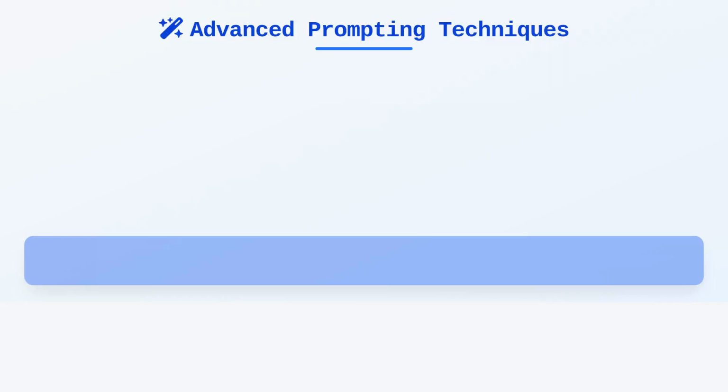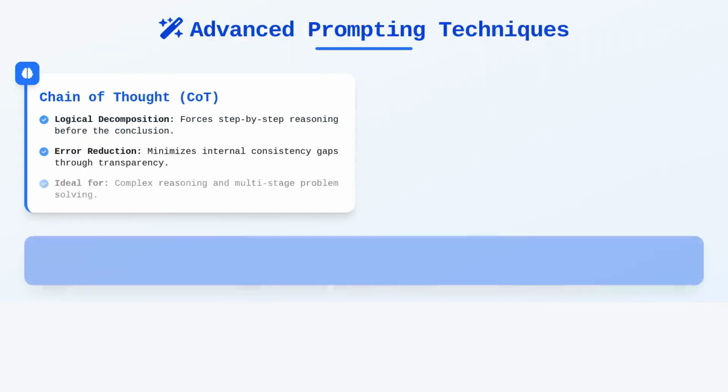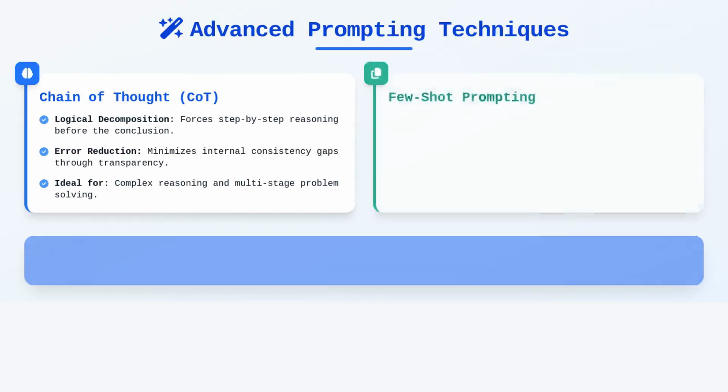To elevate your performance, we must revisit the most effective prompting techniques, such as chain of thought and few-shot prompting, which serve as the backbone for complex reasoning tasks. Chain of thought is particularly powerful when you require the model to explain its logical steps before providing a conclusion, as this transparent reasoning process reduces internal consistency errors.